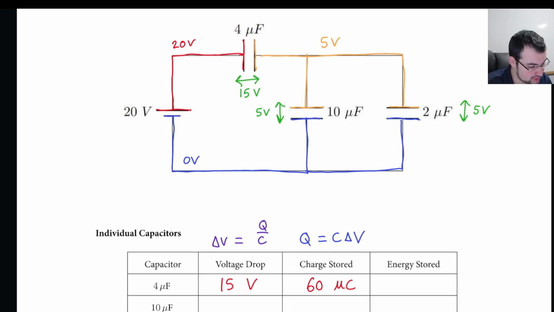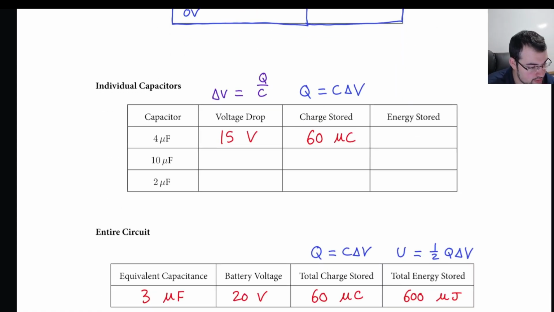And we see that that works, right? Because if I drop 15 across the first capacitor, it must be 5 across either of the others. So that tells us, using the loop rule, that these are 5 volts. And now we can Q equals CV that to get our Q. So CV, 10 and 5 makes 50. CV, 2 and 5 makes 10. Oh, look at that. We got 50 and 10, which certainly adds up to 60.